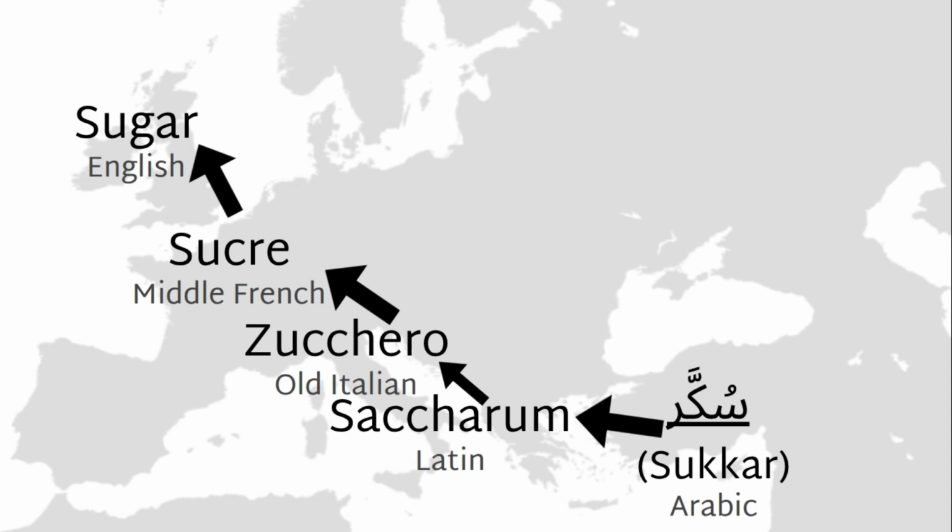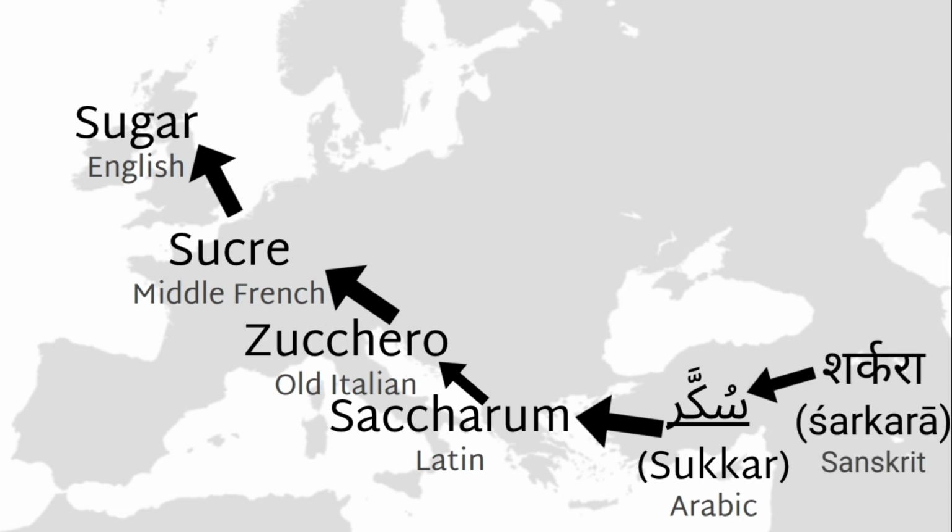But after looking even deeper into the origins of sugar, the Arabic sukar actually came from the Sanskrit sakkara, so now we have an extra long line of the etymology of sugar, which is pretty cool.